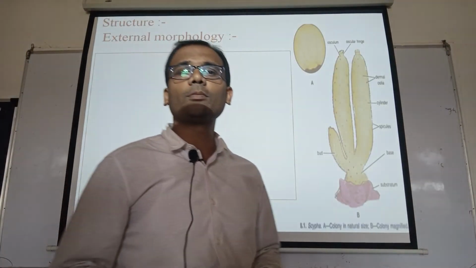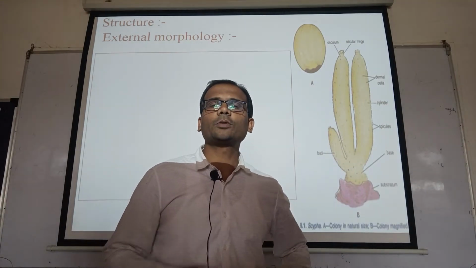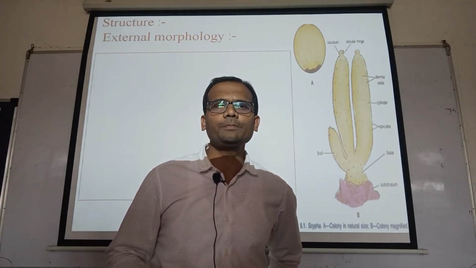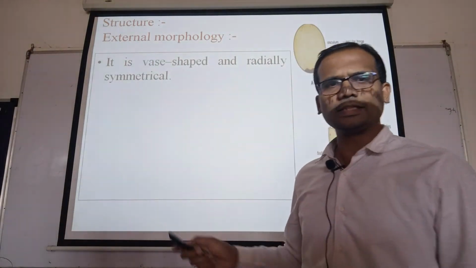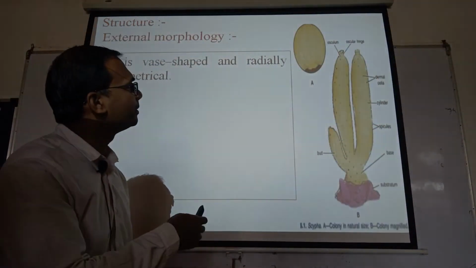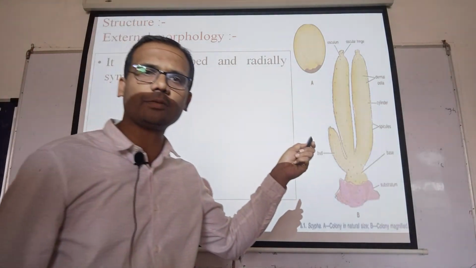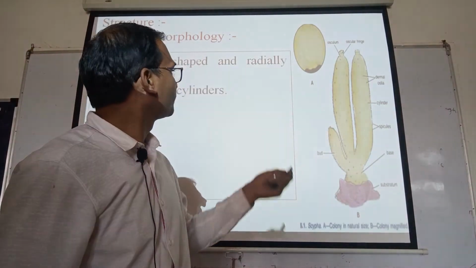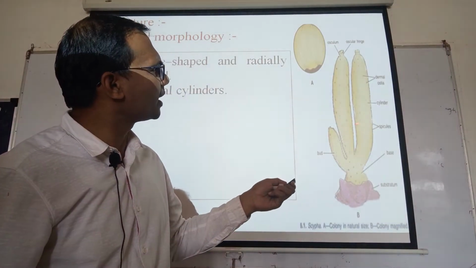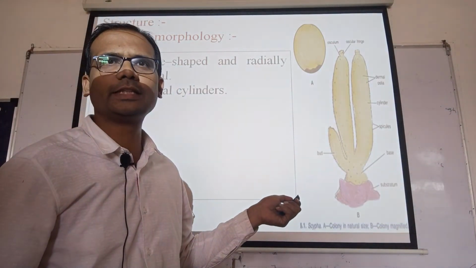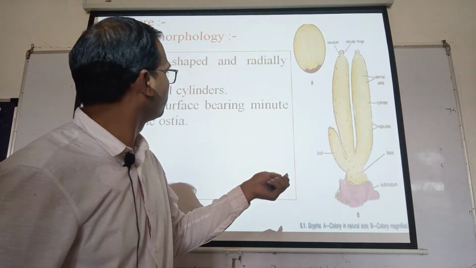First we discuss the structure. In external morphology, it is wedge shaped and radially symmetrical animals, as you can see in this diagram. It has several cylinders. In this diagram, there are three cylinders: two large cylinders and a small bud.